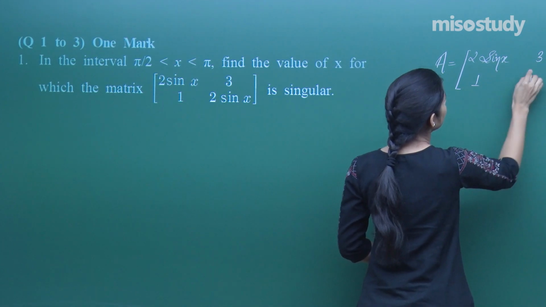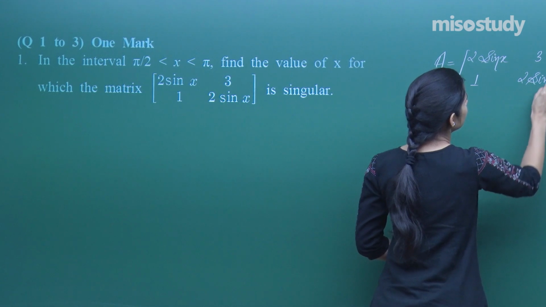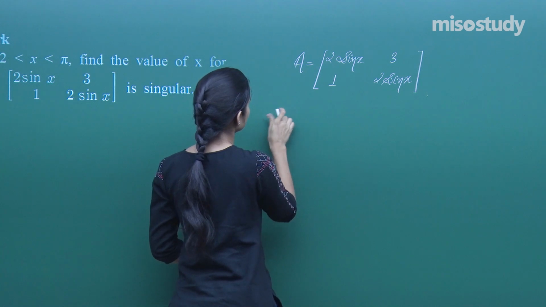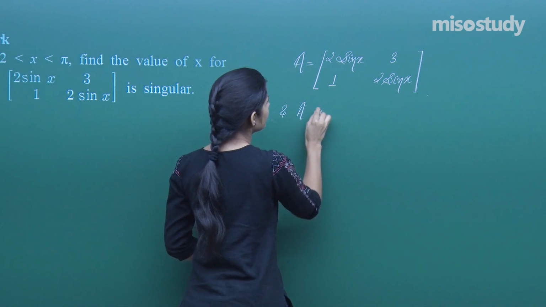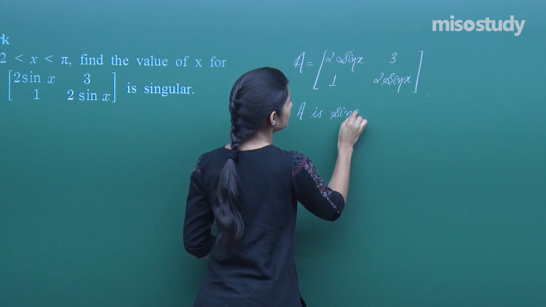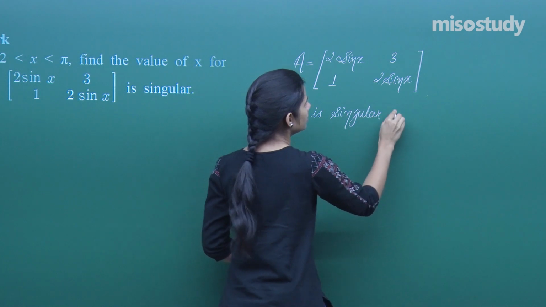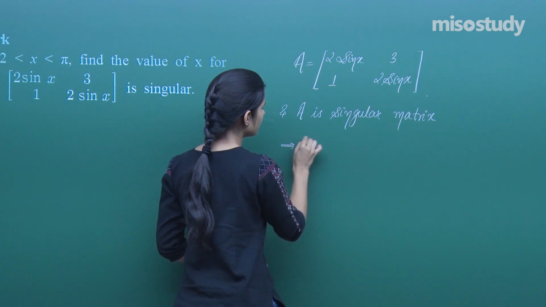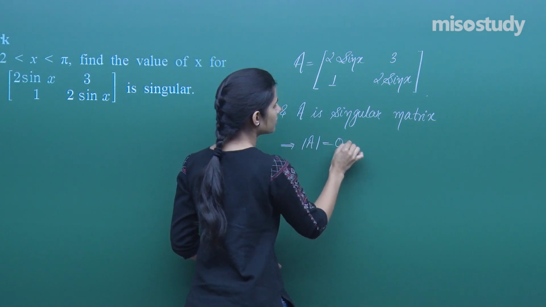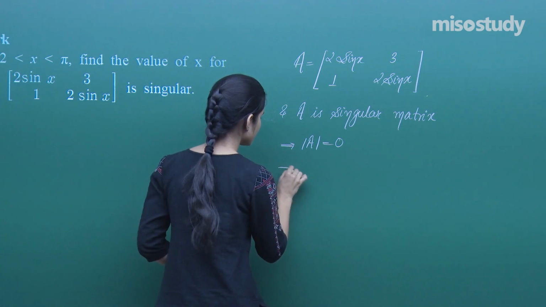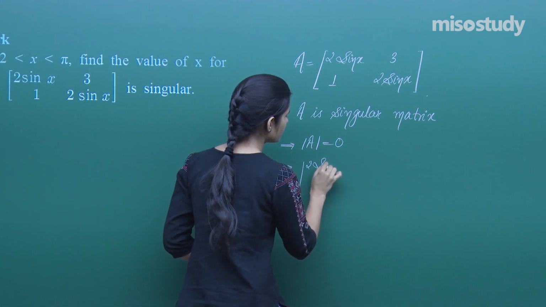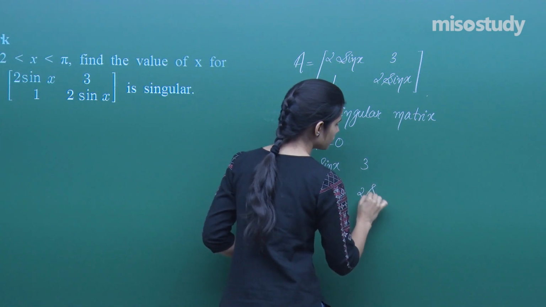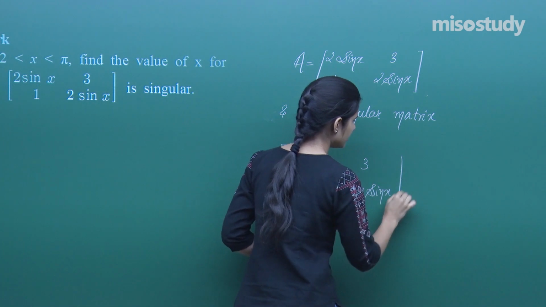2 sin x, 3, 1, 2 sin x. If A is this, and it is given that A is singular, this means that its determinant is equal to 0. That's what a singular matrix is, which implies the determinant of 2 sin x, 3, 1, 2 sin x is 0.